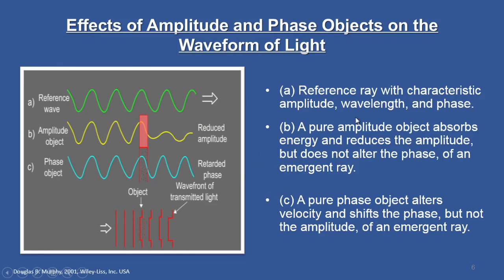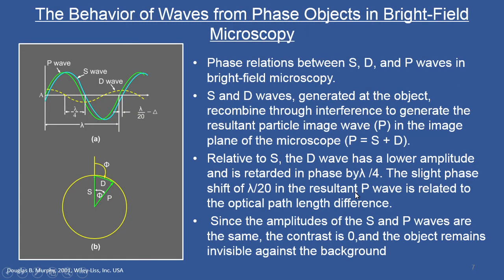So, let us make it clear about what is an amplitude object and what is a phase object. And what we are going to see in this slide is the behavior of waves from phase objects in bright field microscopy. So, how the phase objects are going to appear in the bright field illumination. So, you have to just have some background before you look into the schematic.